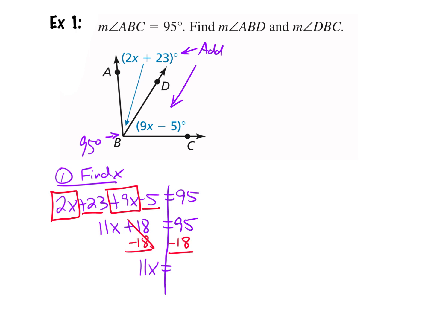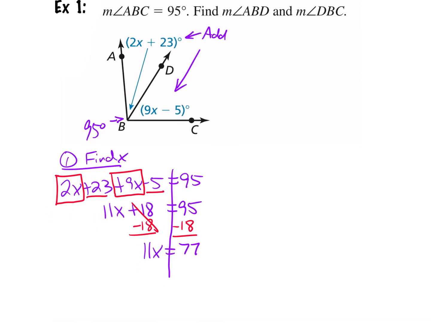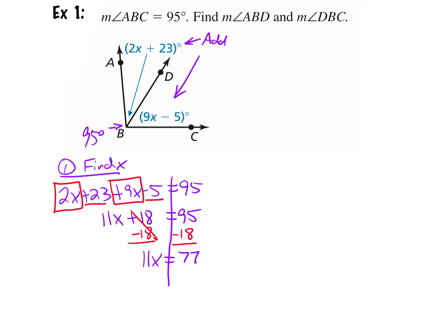95 minus 18. 77. I was like, y'all got calculators. Y'all should know. All right, and then what's the last step here? Divide by 11. And that gives you what? 7. x is equal to 7.